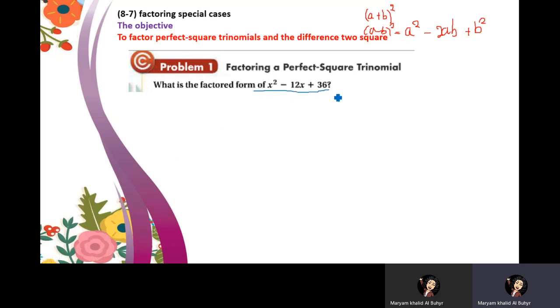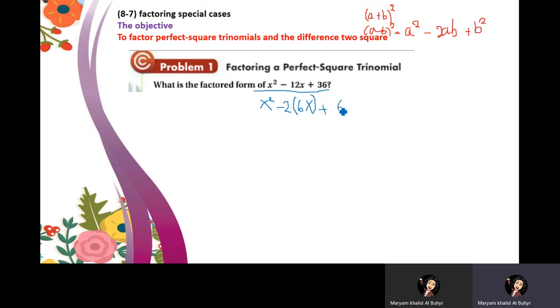You can go back to lesson 8.5, and you can say AC equals 36. Then I will look at numbers that when I multiply them, I will get 36, and once I add them, I will get negative 12. But sometimes you will spend a long time when something is easy like that. So I can drop this x to the power 2, and I can rewrite this part into negative 2 times 6x, plus this 36.